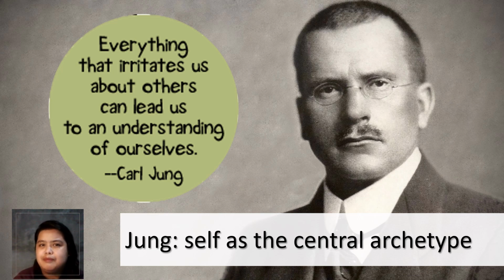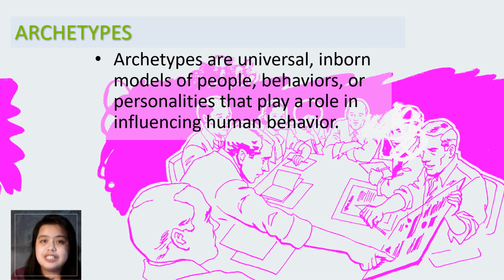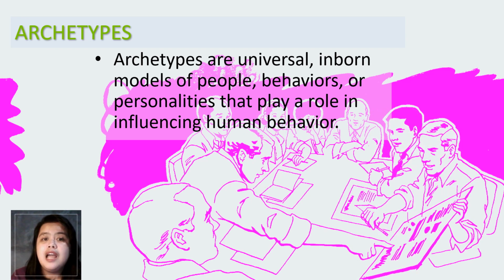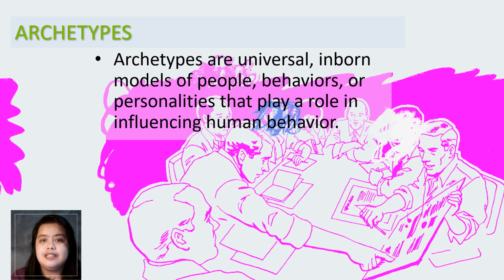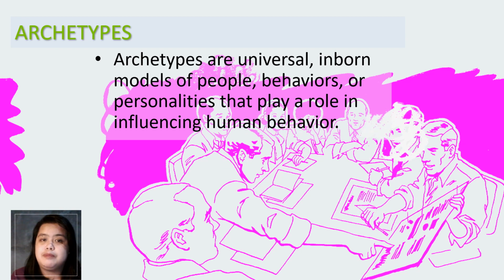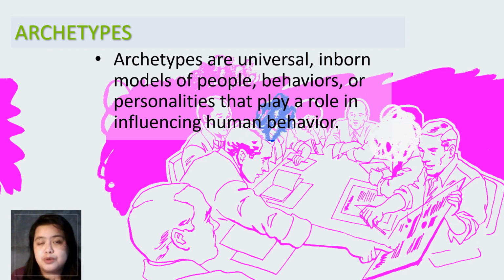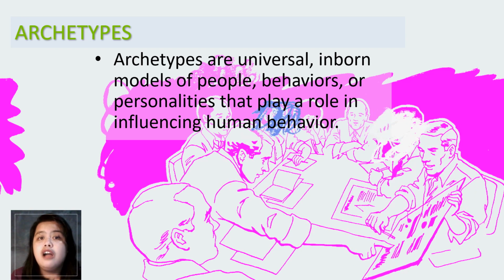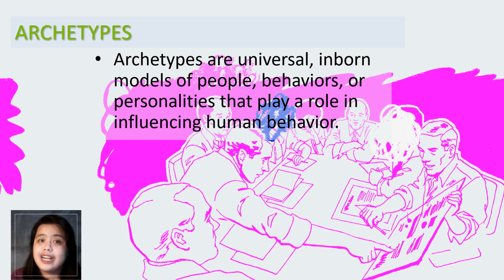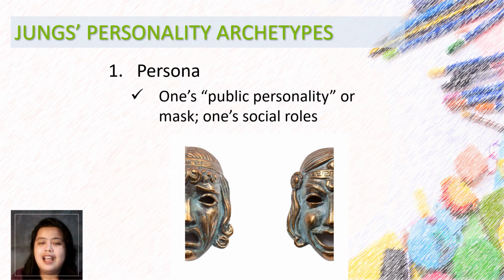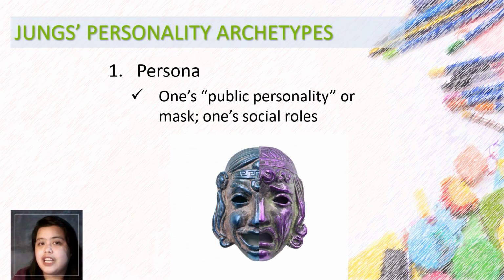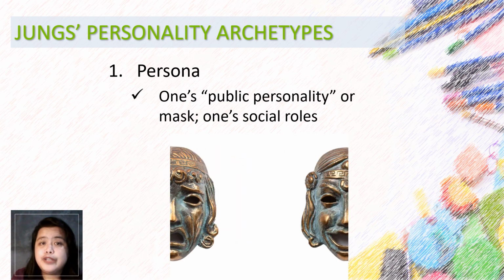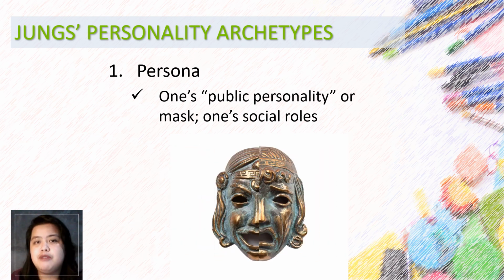Ano yung archetype? Archetypes are universal, inborn models of people, behavior, or personalities that play a role in influencing human behavior. At si Carl Jung, he was able to identify 5 major archetype of personality. Ano-ano ba yung 5 personality archetypes ni Carl Jung? Una, we have persona. Ano ba yung persona?